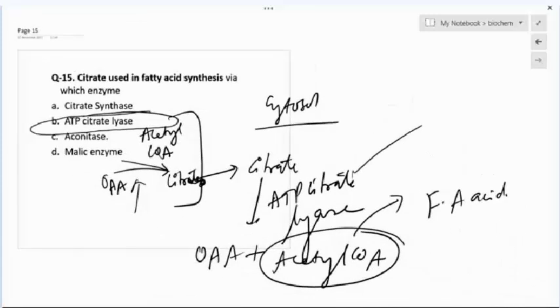If it is a PGI type of question, they may ask what all enzymes are needed to make acetyl-CoA available for fatty acid synthesis. What all enzymes need to cooperate to avail the acetyl-CoA for fatty acid synthesis in the cytosol? That time you can say A and B both are the answer. But in this single response type, you have to mark B as the answer.